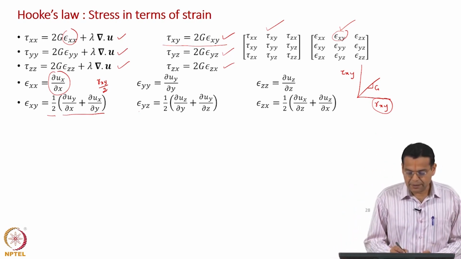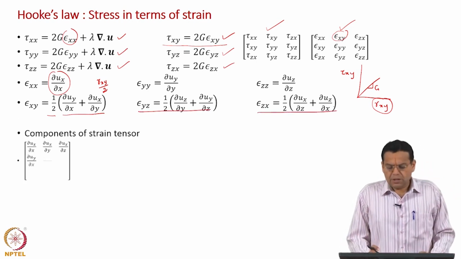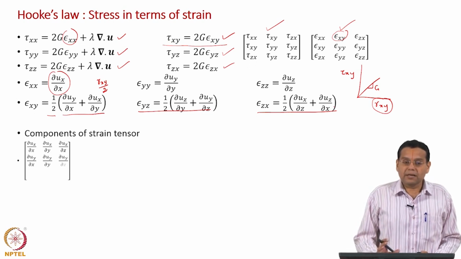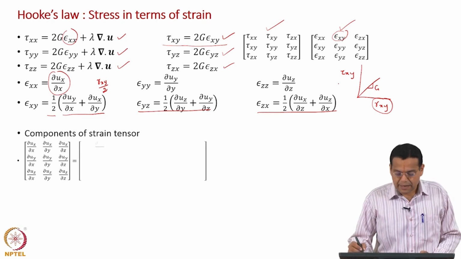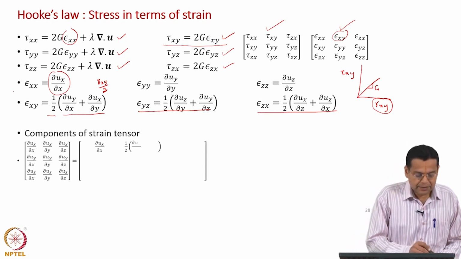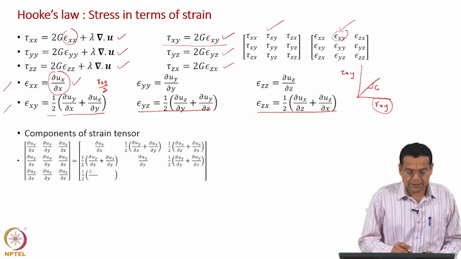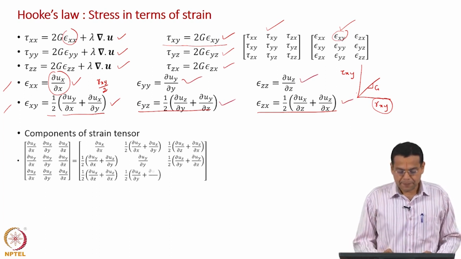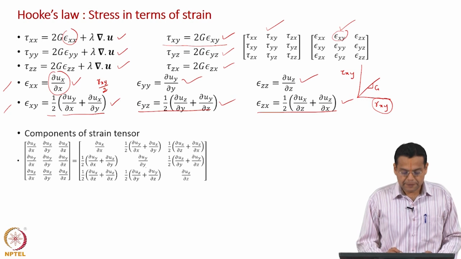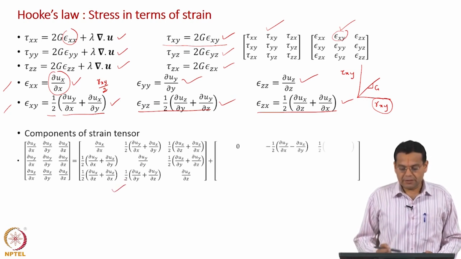Okay. Similarly, epsilon yz and epsilon zx. Now, to connect to what we have done earlier, we can identify that the terms written here in these two bullets, the right hand side expressions in terms of gradients, all these 6 terms are nothing but the components of the strain tensor, which we have discussed earlier.